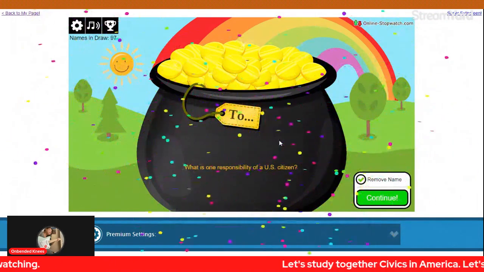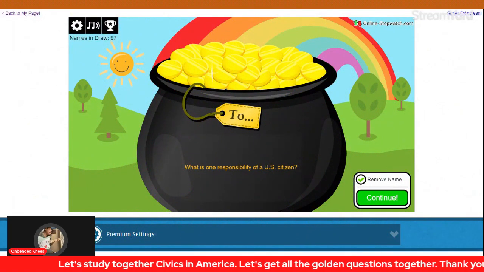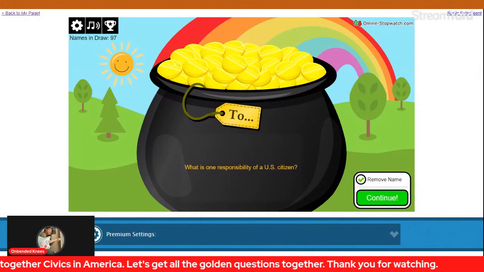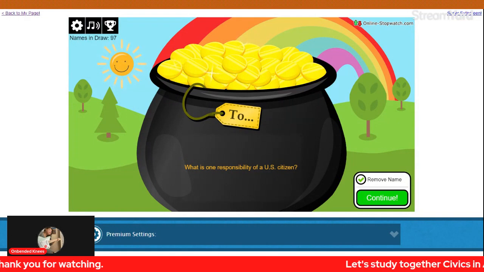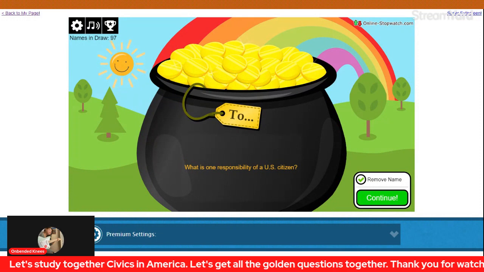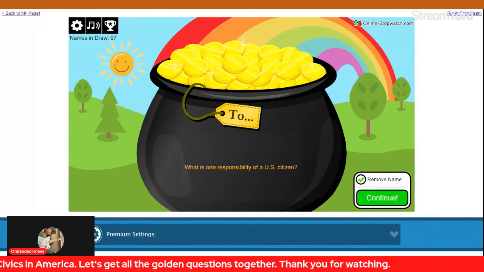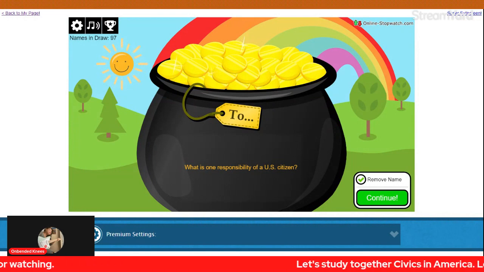Well, responsibility of a U.S. citizen. Rights and responsibilities: vote in a federal election. One right only for United States citizens: run for federal office, or vote in a federal election. When we say responsibility: serve on a jury, vote in a federal election. So responsibility, the other one is a right. Who can vote?